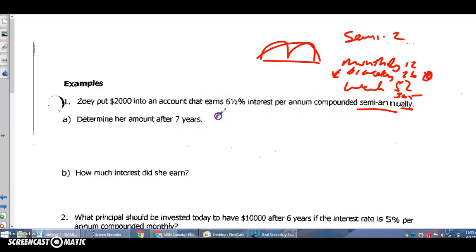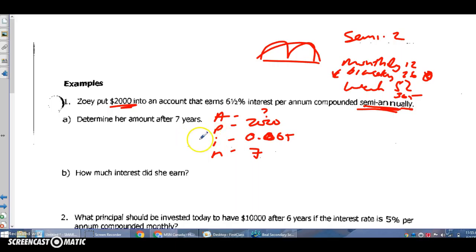What does this mean? I'm just going to cut this a bit short. So my interest is this. And she's putting that money in now, so that's present. And the question is, what is it later? And it says 7 years. Now, here's the deal. You've got to figure out the modifier. Semi-annually means twice a year.